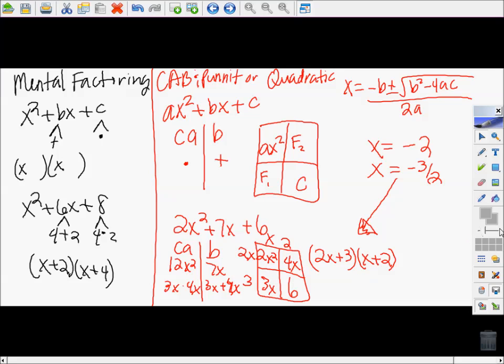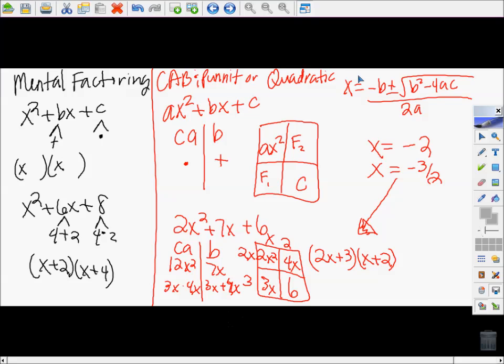So cab is going to save this one? Yeah. So then when I get here, it is greatest common factor. What's the greatest common factor in the first row? That would be 2x. What's the greatest common factor in the second row? That would be 3. What's the greatest common factor in the first column? x. And what's the greatest common factor in the second column? That would be a 2. So therefore your factors are 2x plus 3 and x plus 2. So that's using cab and Punnett.